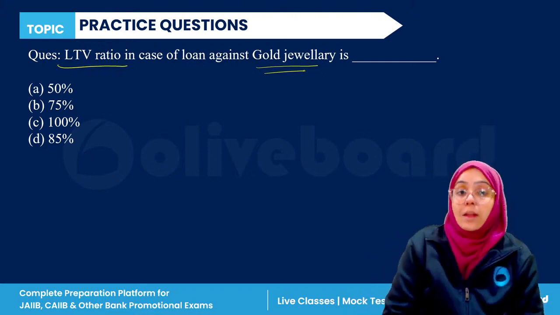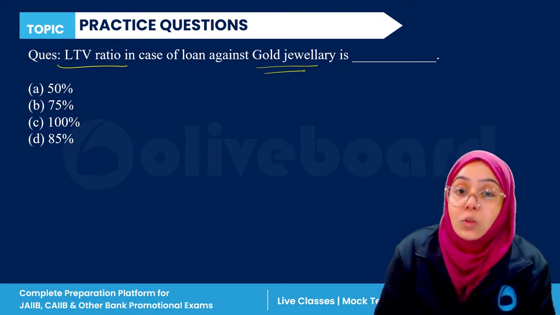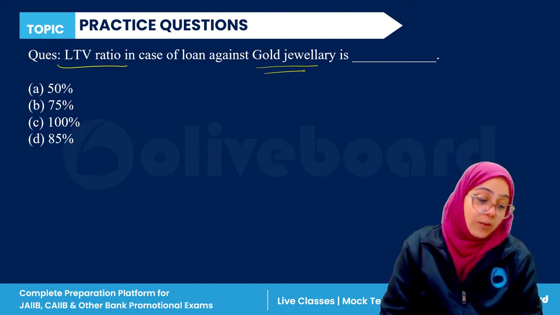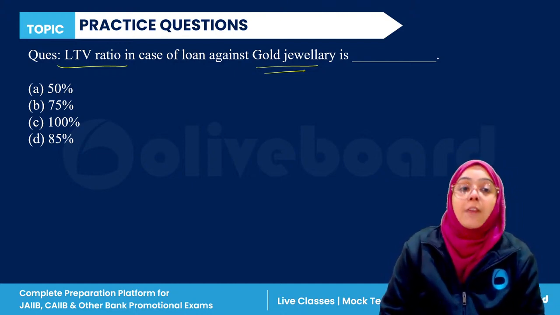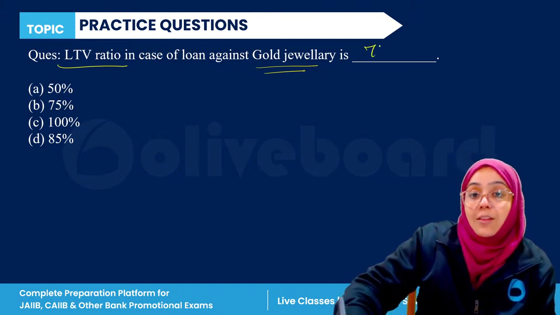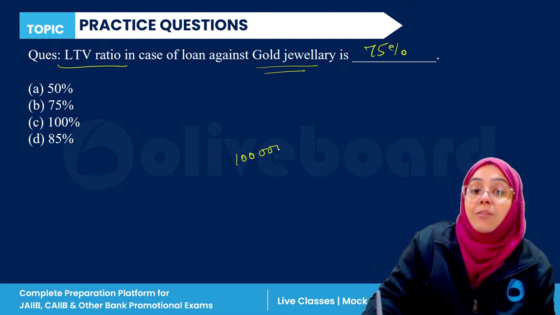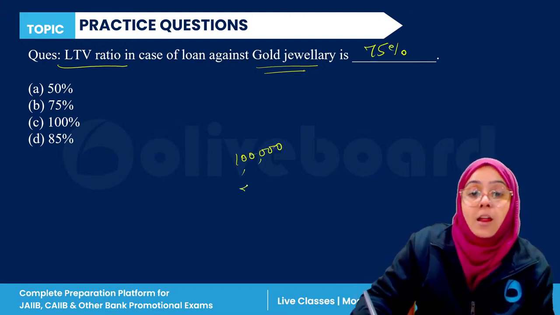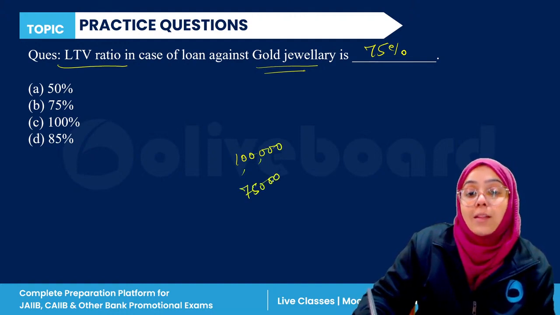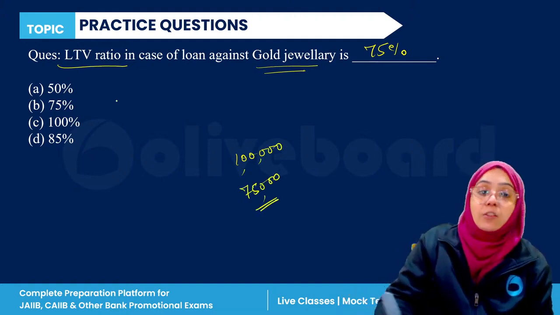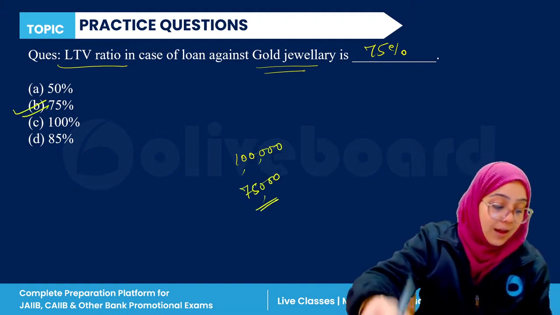Loan to value ratio in the case of loan against gold jewelry is actually what? The correct answer is 75%. If you are giving gold worth rupees 1 lakh, the bank is giving you a loan of only up to rupees 75,000. So B is the correct answer here.